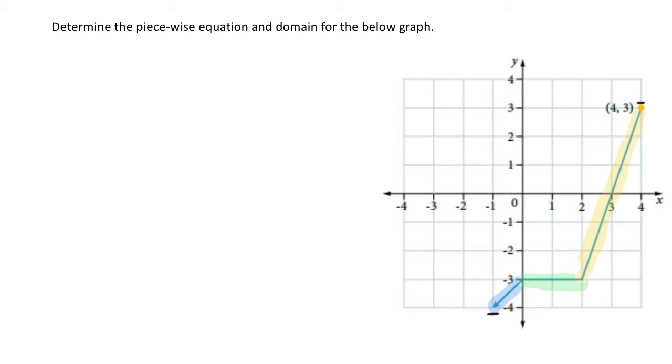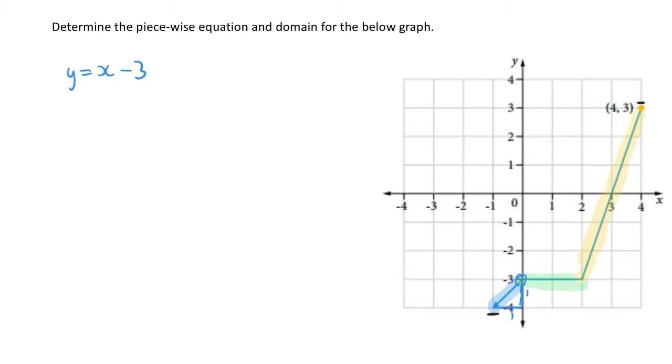But before we look at the domains, we need to work out what the equations are going to be. Looking at the first line, I can see that I've got a gradient of 1. I've got a rise of 1 and a run of 1, so my gradient is 1. So my equation is going to be y equals x, and then my y-intercept is going to be -3. So my first equation is y equals x minus 3.